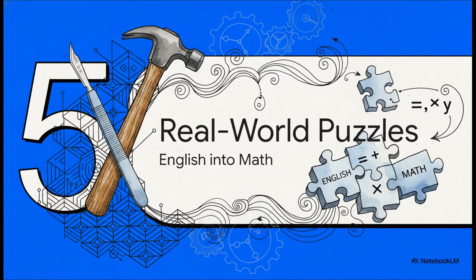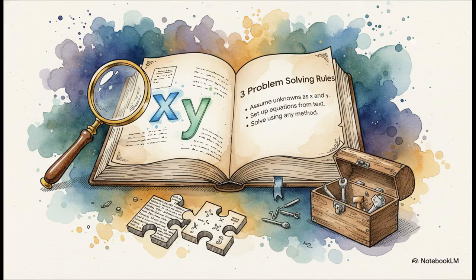Okay, Section 5, Solving Real-World Puzzles. We've officially filled our toolbox. We've got the scalpel, the hammer, and the pattern. So let's take these out into the field and actually translate some English into math. The source material actually gives us 3 golden rules for doing this. First, identify your 2 unknowns and confidently label them as x and y. Second, carefully read the real-world statement to construct your 2 mathematical clues. And third, just pick your favorite algebraic method to solve it. Setting up those clues correctly, translating the English into algebra, is literally half the battle. If you get the setup right, the tools will do all the heavy lifting for you.